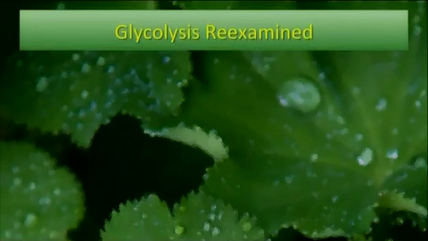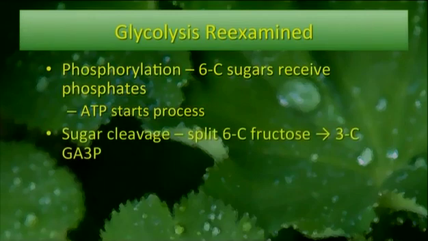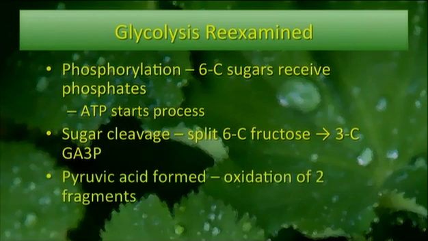Glycolysis re-examined. So we have phosphorylation. 6-carbon sugars receive phosphates. ATP starts the process. Sugar cleavage splits the 6-carbon fructose into 2 3-carbon glyceraldehyde 3-phosphates. Pyruvic acid is formed, and you have the oxidation of 2 fragments.